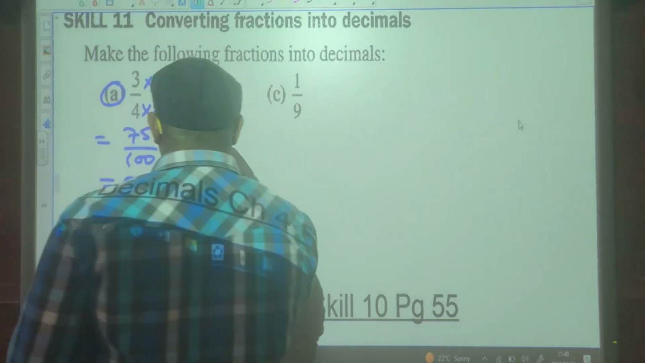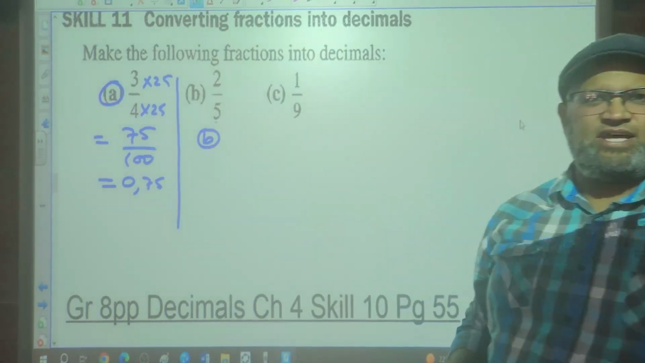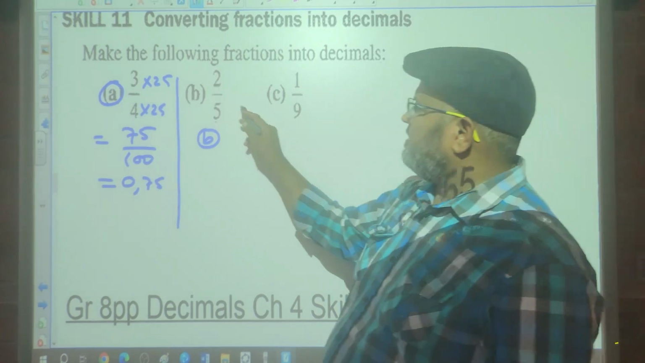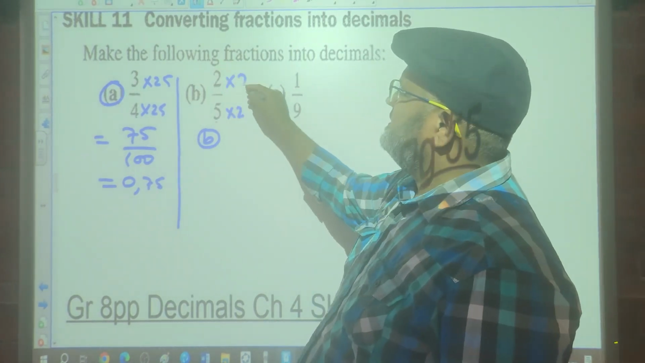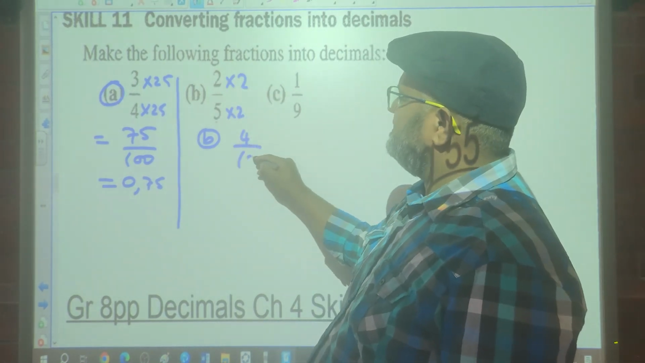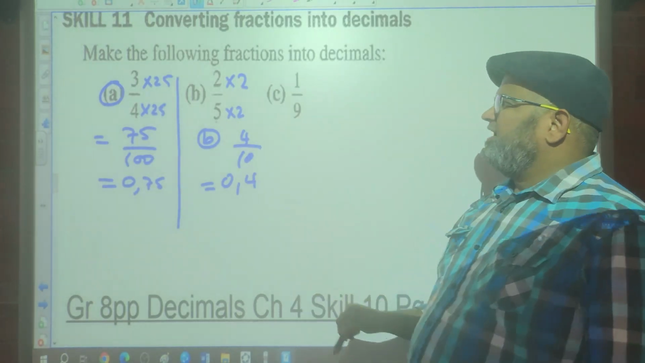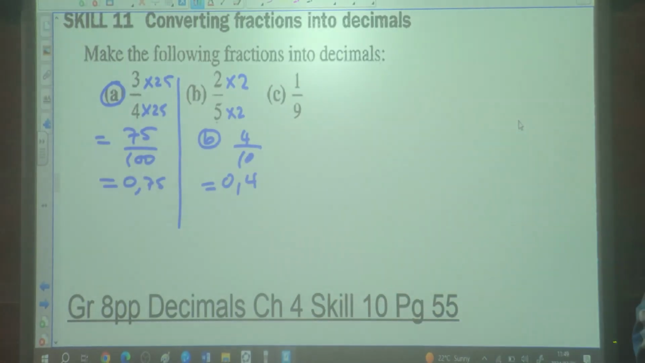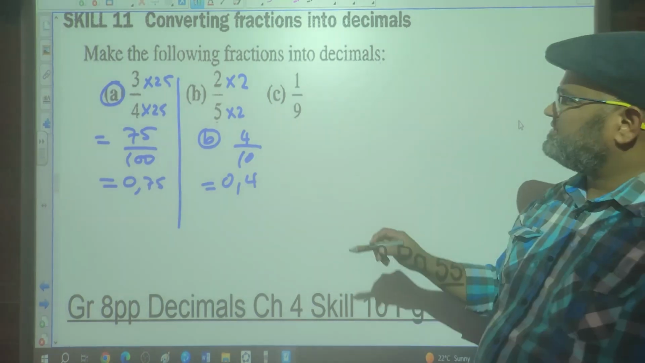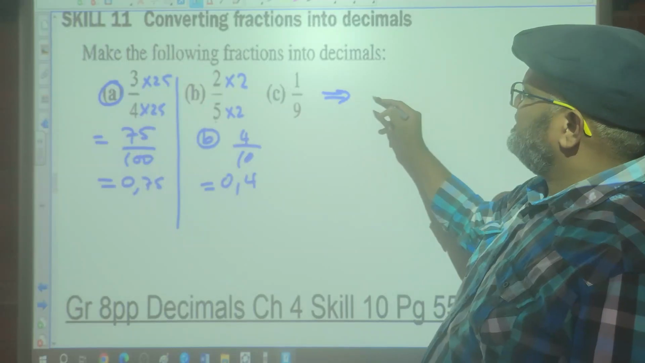This as well, we can change this to a base of 10. Multiply this by 2. So it's going to be 4 over 10, which is 0,4. However, if I look at C, can I do the same for C? No.